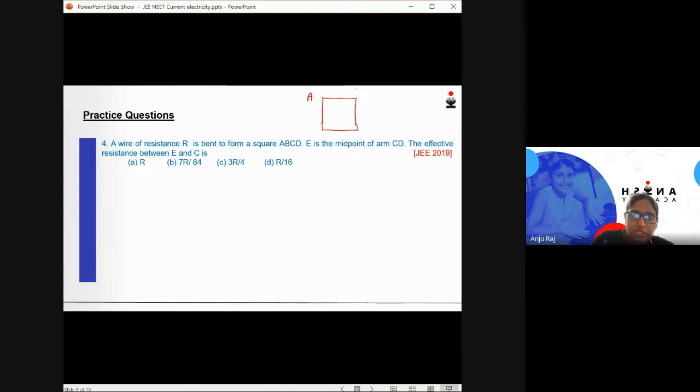Let me write ABCD. E is the midpoint of arm CD. Arm means each side. So 4 sides are there. In that, I am considering the arm CD, that is this side, and in that, the midpoint is E. So E is the midpoint of arm CD. The effective resistance between E and C, the effective resistance between these 2 points, they are asking.